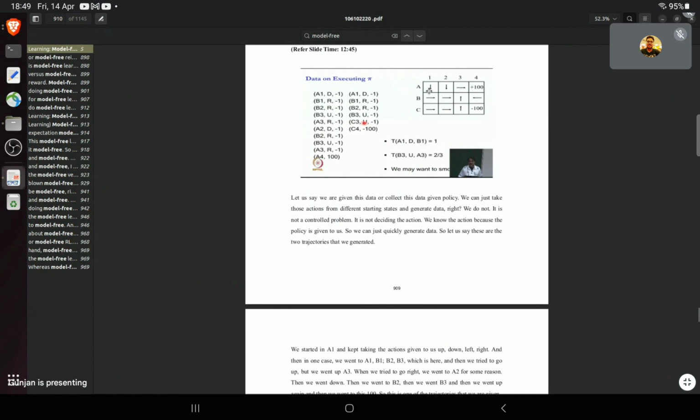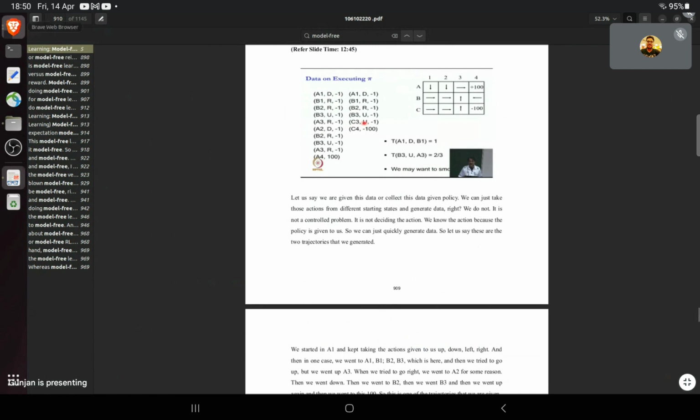From A1, if you take down, you do end up at B1. From B1, if you go right, you end up at B2, and from B2, if you take a right, you end up at B3, and from B3, if you go up, you end up at A3. But at A3, you took a right, and you ended up at A2, which should have been an absorbing state, right? But these are all simulations, so anything can go wrong. And since something went wrong, instead of ending at A4, you ended up at A2.